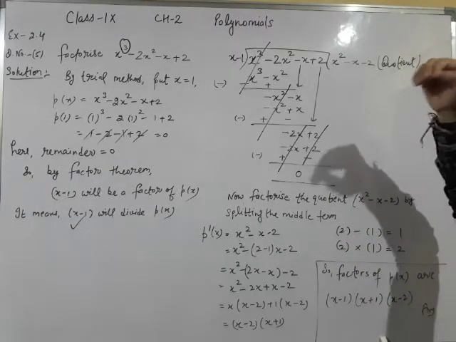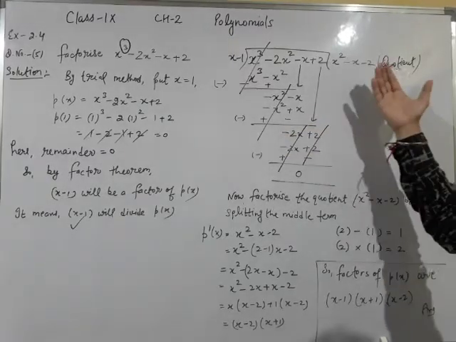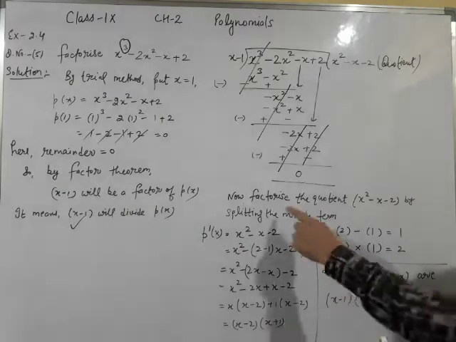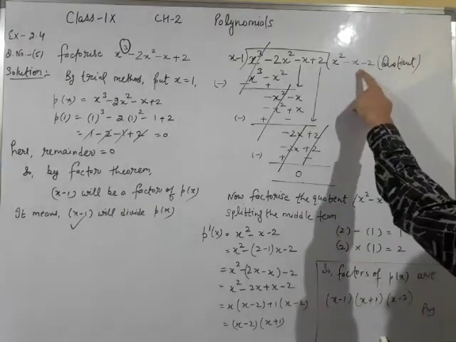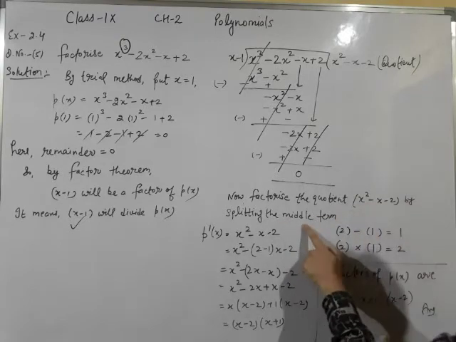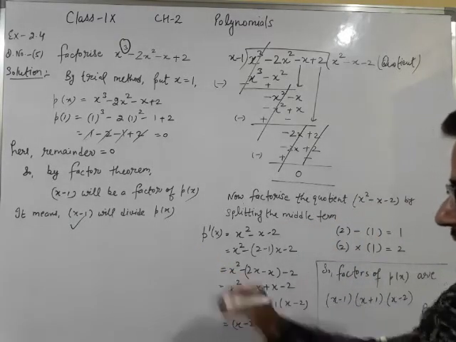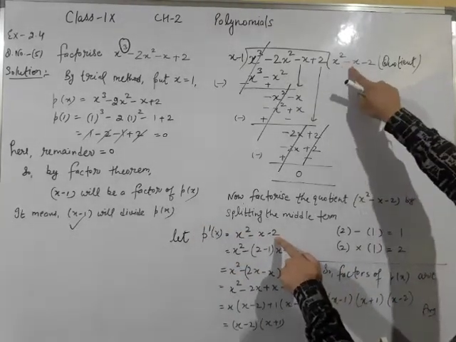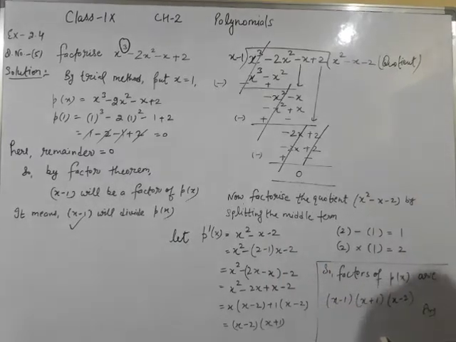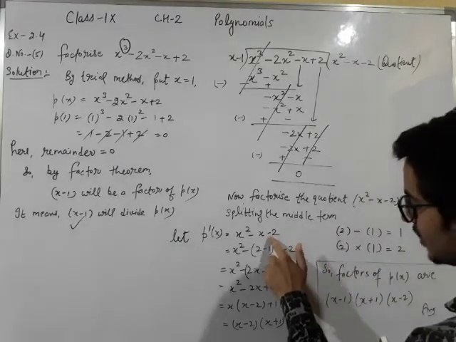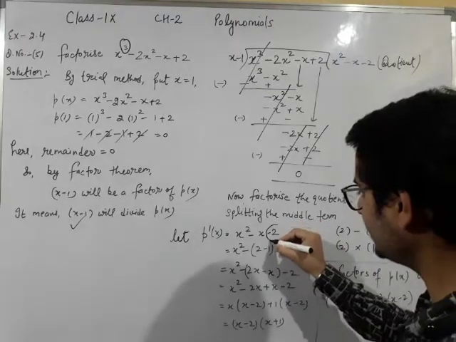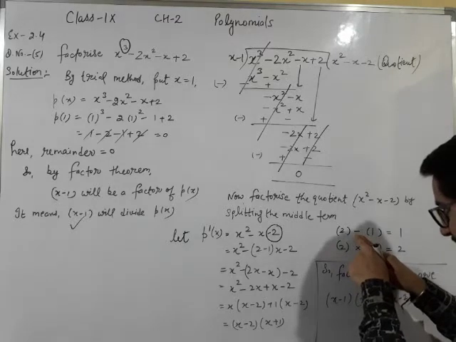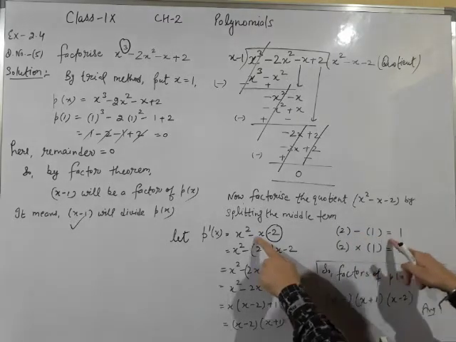How to find the factors or the solutions of a quadratic polynomial? Yes, by splitting the middle term. Now, factorize the quotient x square minus x minus 2 by splitting the middle term. Let p dash x is equal to x square minus x minus 2. By splitting the middle term, the sign of the constant term is minus here, minus 2. So we need two such numbers. After subtracting them, the result should be equal to 1.